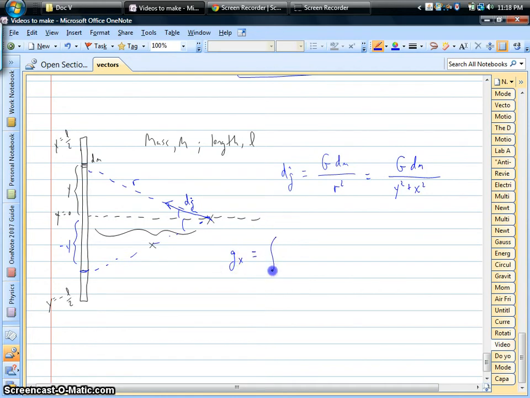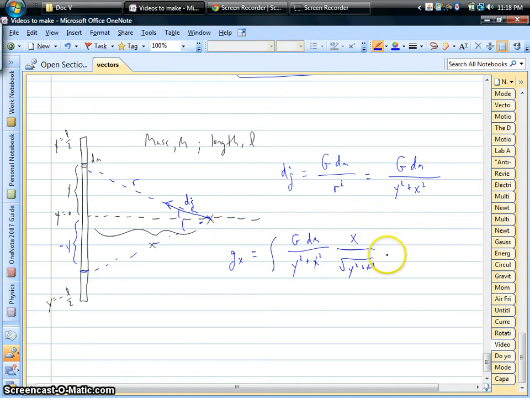So we're going to have to integrate all of these little fields and then we have to multiply it by the cosine of the angle. Okay, so that's going to be x over r. Okay, so this is almost the same thing as what we just had for a ring. Now the difference is, what's our variable? What's going to change from little chunk of mass to little chunk of mass? And the answer is the y variable, that y distance.